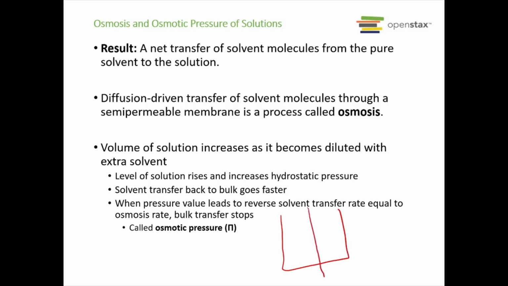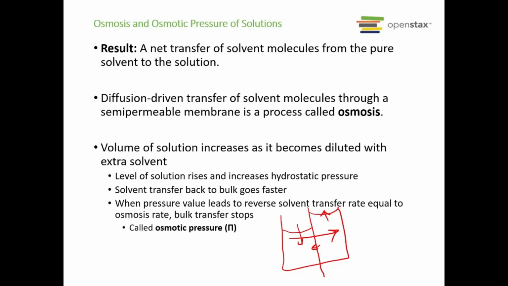So now as we are transferring more of that pure solvent over, its volume's going down, and the solution volume has gone up because we're adding more of the extra solvent. So now this is increasing the hydrostatic pressure. You have more liquid, so it's increasing that pressure. But now because you have this extra pressure pushing down on your solution, more of that solvent is going to transfer back to your bulk pure solvent.